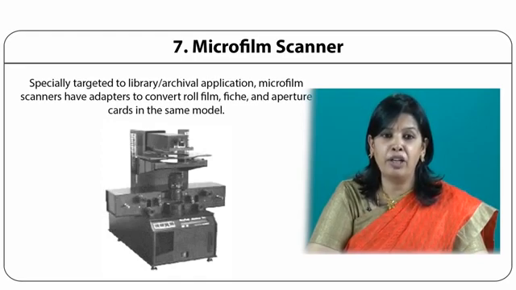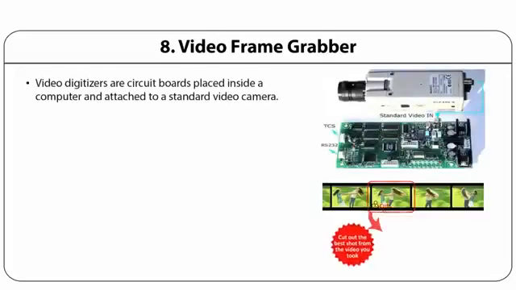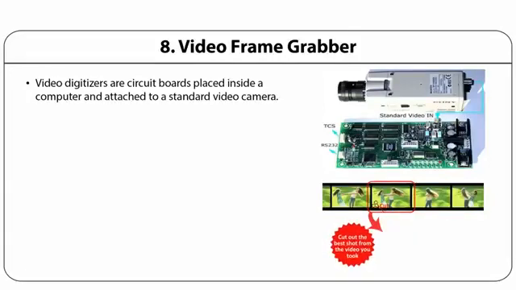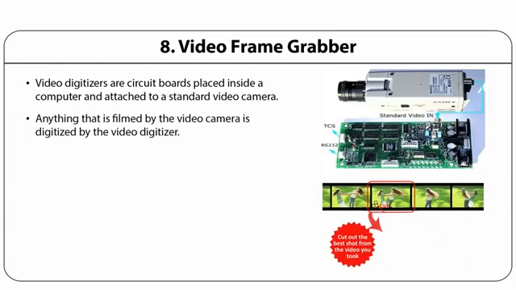Microfilm scanners have adapters to convert roll film, fiche, and aperture cards in the same model. Eighth one is video frame grabber. Before going to video frame grabber, let us see about video digitizers. Video digitizers are circuit boards placed inside a computer and attached to a standard video camera. Anything that is filmed by the video camera is digitized by the video digitizer.